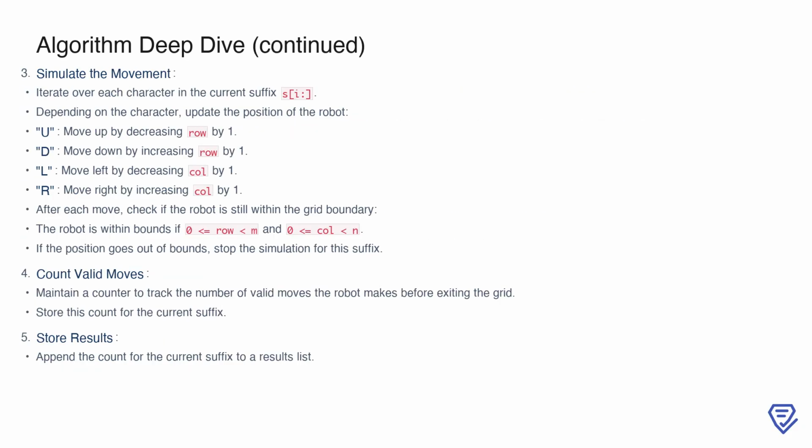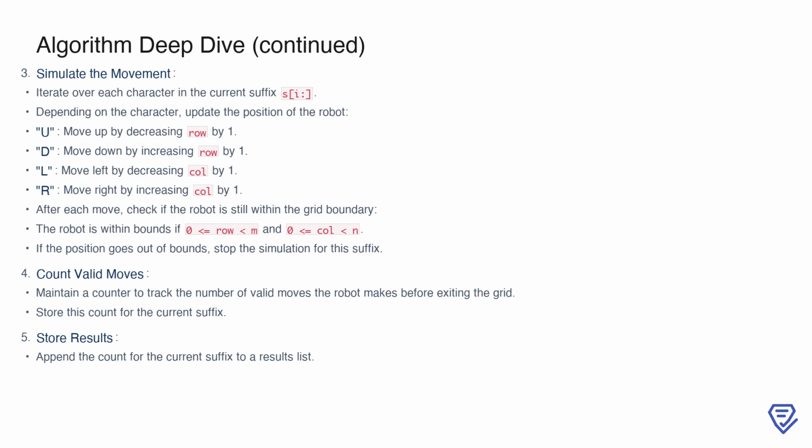After isolating a suffix and setting the starting position, the next step is to simulate the robot's movement based on the instructions in the suffix. For each character in the suffix, we update the robot's position accordingly. If the character is U, we decrease the row value by 1, moving the robot up.